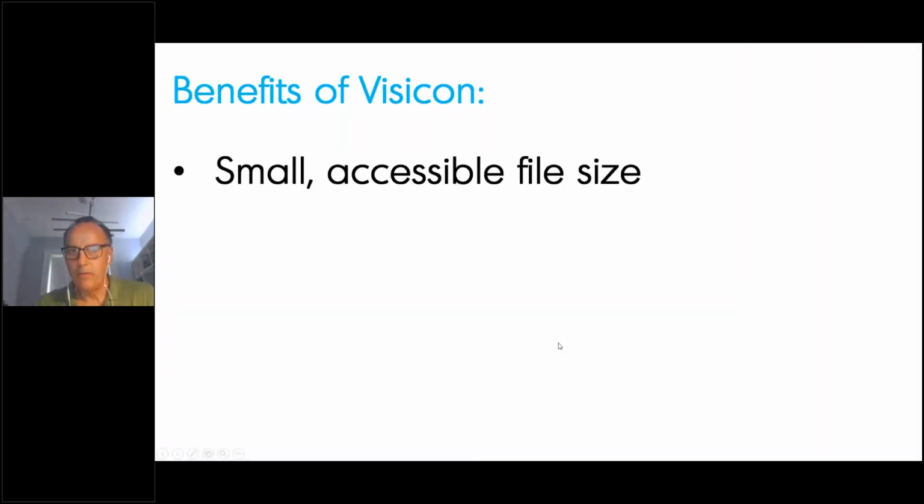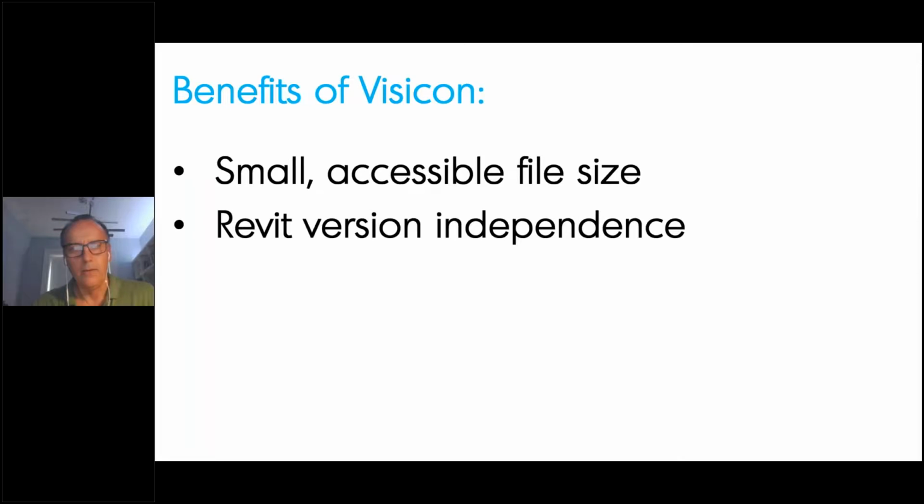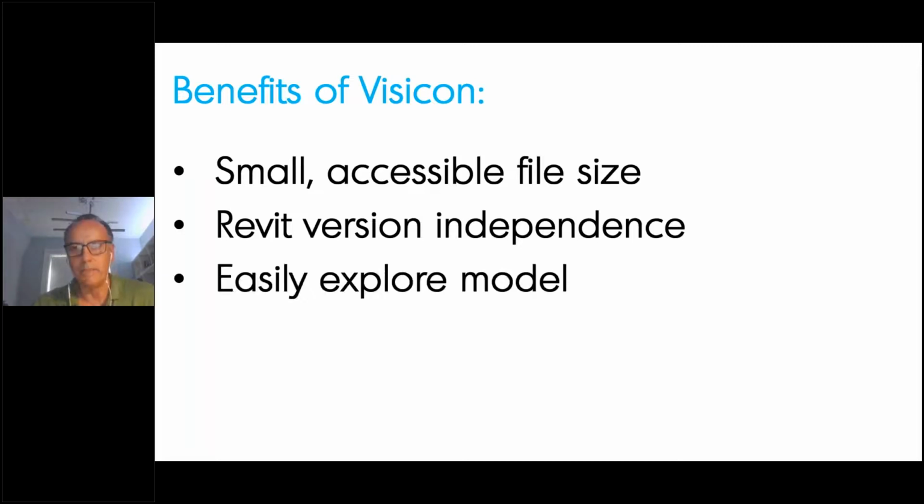Right, so in summary, what are the benefits that I showed? Small and accessible file size, and it's Revit version independent, so no more stress of having to worry about, oh, I just got a Revit model. If I double click on it, is the wrong version of Revit open, and I spend half an hour waiting for it to upgrade or turn it off. So it doesn't matter. Once you convert the Revit model to Visicon, it will open up. It's version independent.